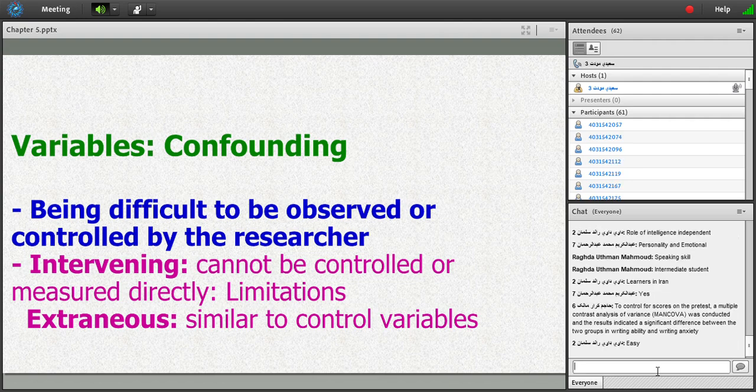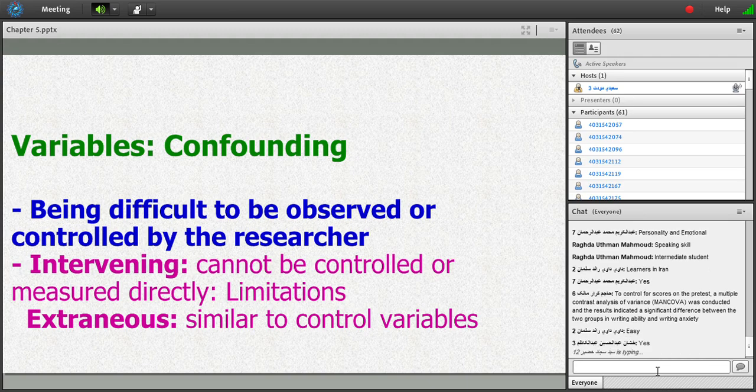Yeah, that's it. So, we have another type of variables which are called confounding. Confounding variables are the ones which are difficult to be observed or controlled. They can sometimes be intervening. It means that we cannot control their effect.